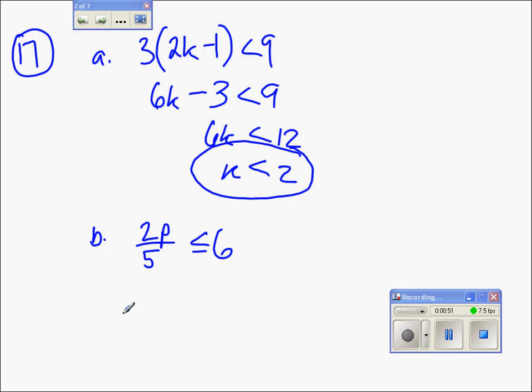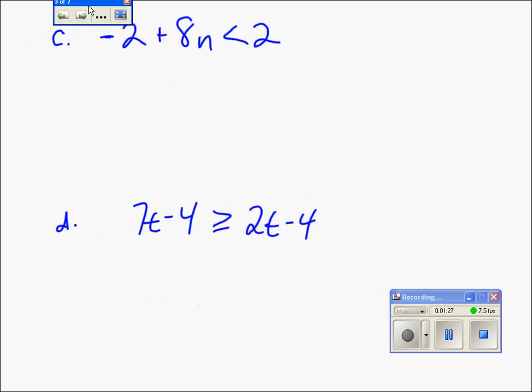This next one, I think some of you will have difficulty with just because the fractions are here. If it's 2p divided by 5, the first thing you should do is multiply by 5. So we get 2p is less than or equal to 30. And then divide by 2. P is less than or equal to 15. And that's that. So the point there is, instead of doing the 2/5 all at once, if you're not very comfortable with it, since it's divided by 5, we'll multiply by 5 at the beginning, and since it's multiplied by 2, we'll divide by 2 here at the end.